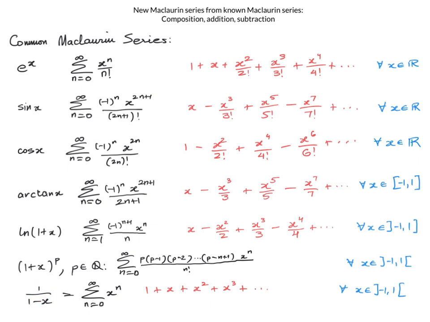1 over 1 minus x has this Maclaurin series, 1 plus x plus x squared plus x cubed plus dot dot dot. And of course, it only converges for all x with absolute value of x less than 1, or in other words, x between negative 1 and 1 exclusive. So this is again a list of some common Maclaurin series, and we're going to use those to develop new ones.